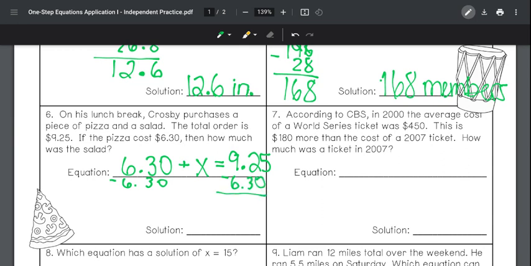Okay, so 5 minus 0 is 5. 2 minus 3 can't do, so 9 turns into an 8. 2 turns into a 12. 12 minus 3 is 9. Bring down your decimal point. 8 minus 6 is 2. Okay, so we figure out that the salad cost $2.95.